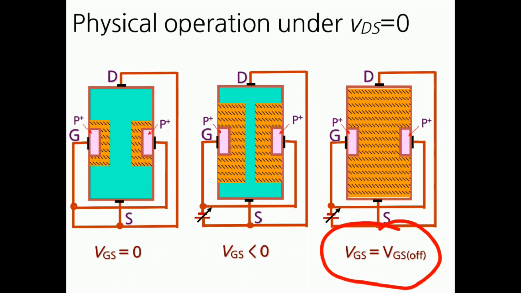So friends, you have to remember these three figures. If VGS is equal to 0, then the channel is there. If VGS is less than 0, then the channel is very, very narrow. If VGS is equal to VGS off, then there is no channel, only a few microamperes of current will flow from drain to source. So this one is about some operation of FET.